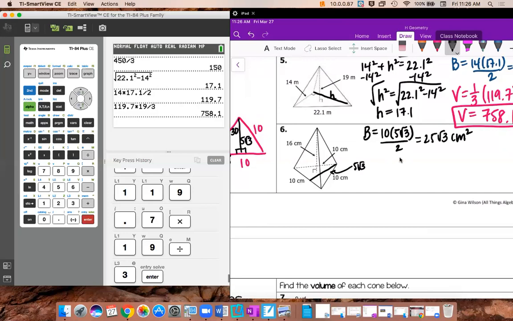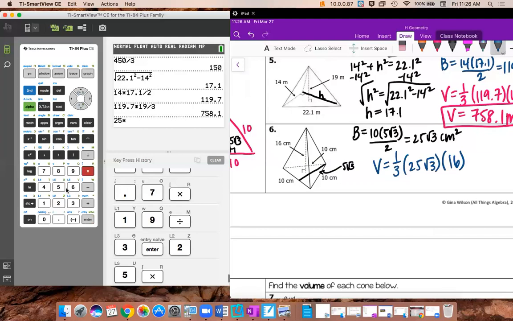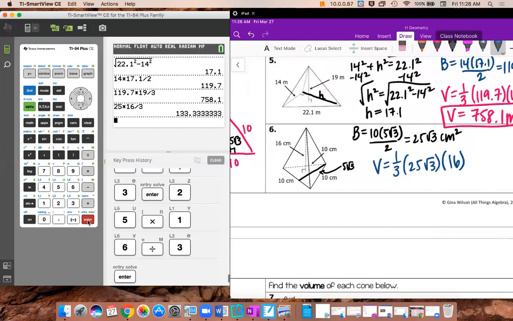And then the last thing we have to do is just find the volume. So we know the height is 16, so we just plug it into our formula. So volume is going to be 1/3 area of the base, so 25 square roots of 3, times the height, which is 16. Now, remember when we do these problems, I like you to leave them exact. So we're going to leave it with the square root of 3. And so this is going to be 25 times 16 divided by 3, so leaving the square root of 3 out of there. So this is kind of ugly.